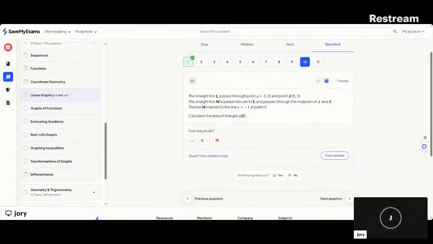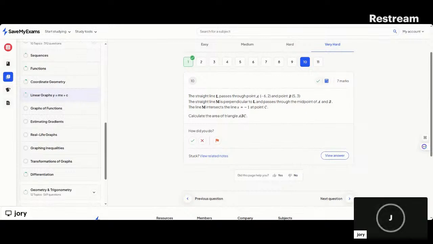Line L passes through 2 points, A and B, and you have a midpoint. Let's take this step by step. A is negative 6, 2. B is 5, 3. Let's find the midpoint first. Midpoint is both x's added together over 2, so it's negative 1/2, comma, and then both y's added together, which is 5 over 2. That's the midpoint.